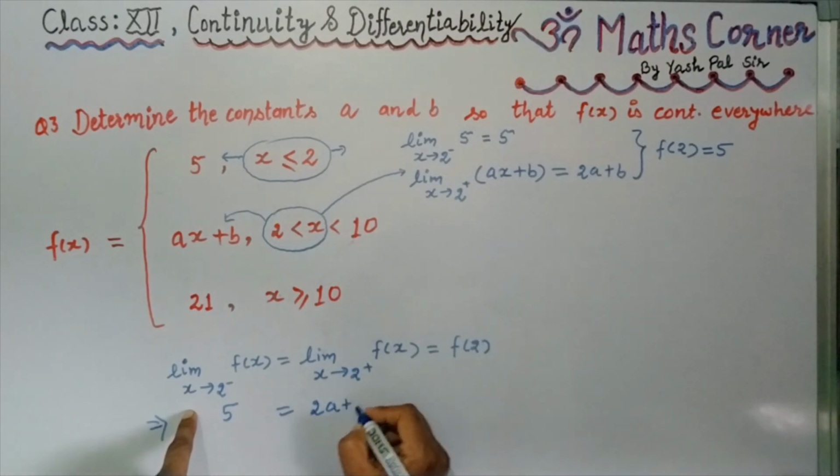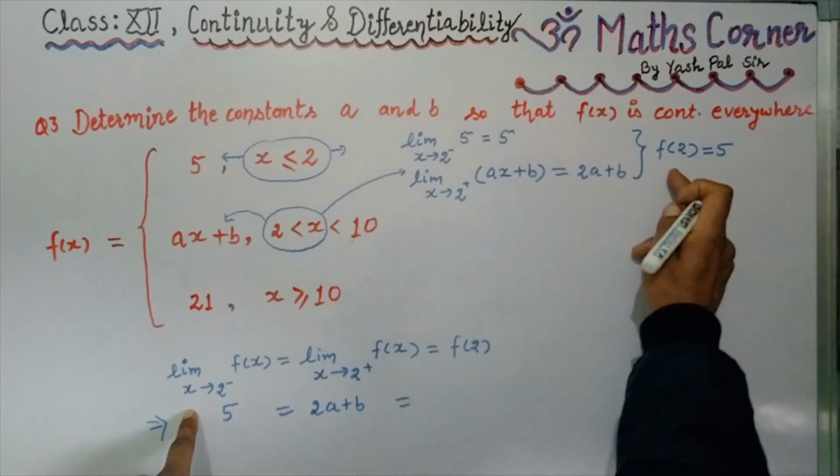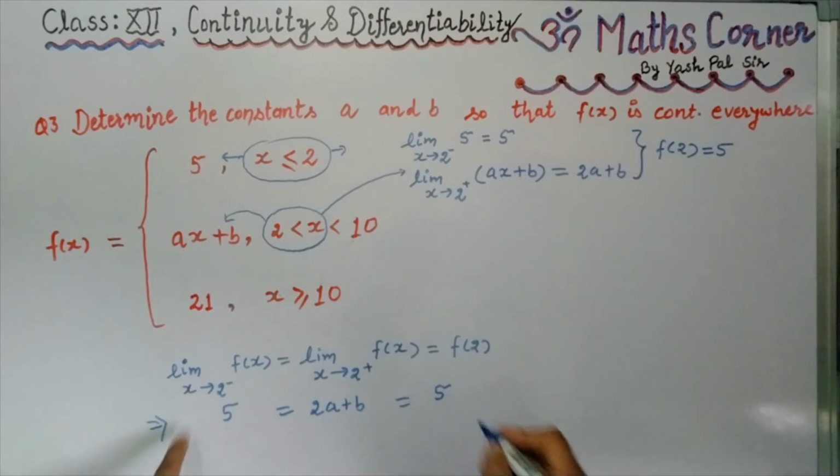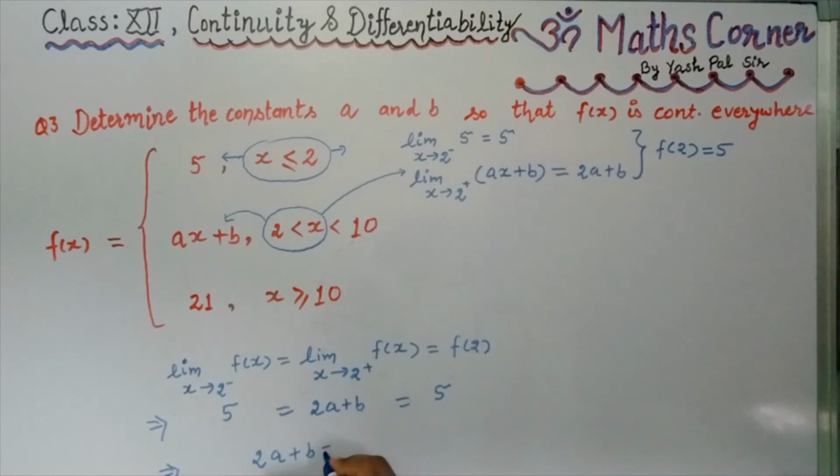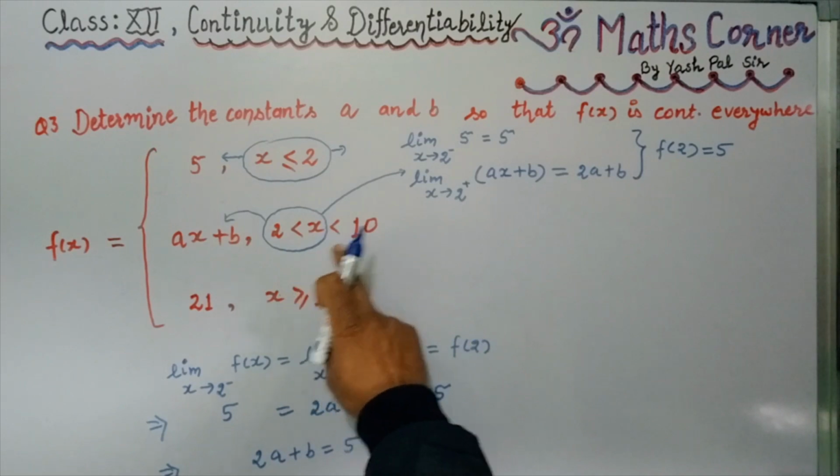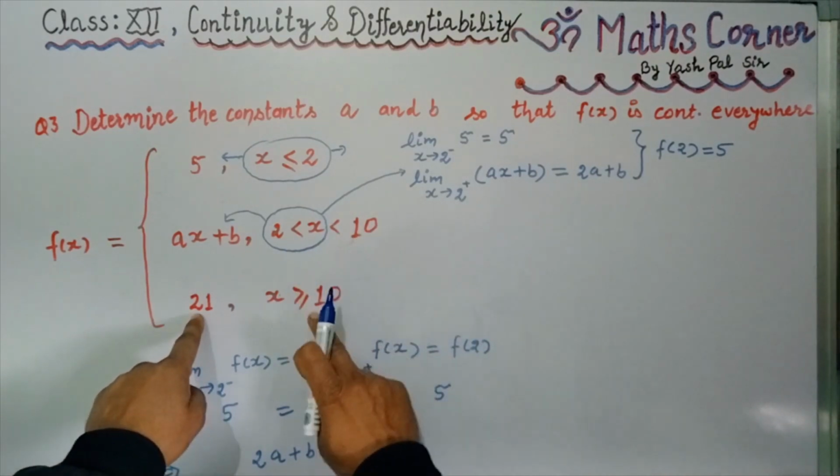What is the right-handed limit? This is 2a plus b. And what is f of 2? This is also 5. We get just one equation here: 2a plus b is equal to 5. Now we solve the second part.